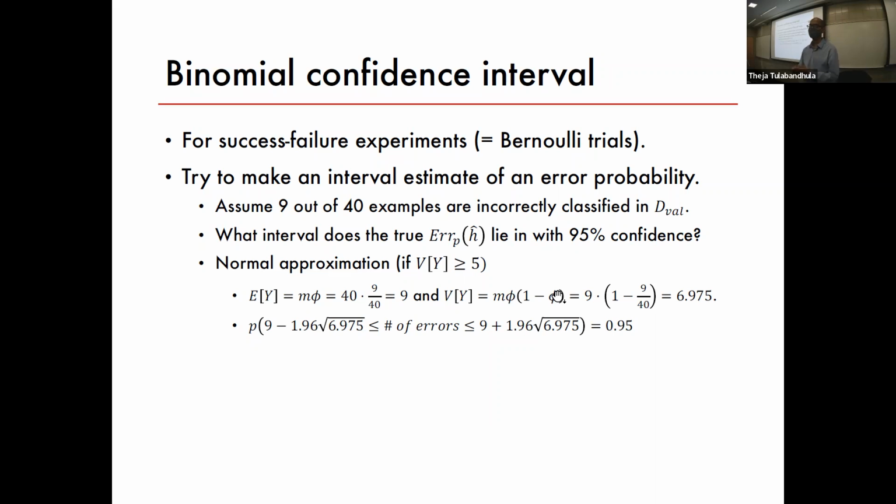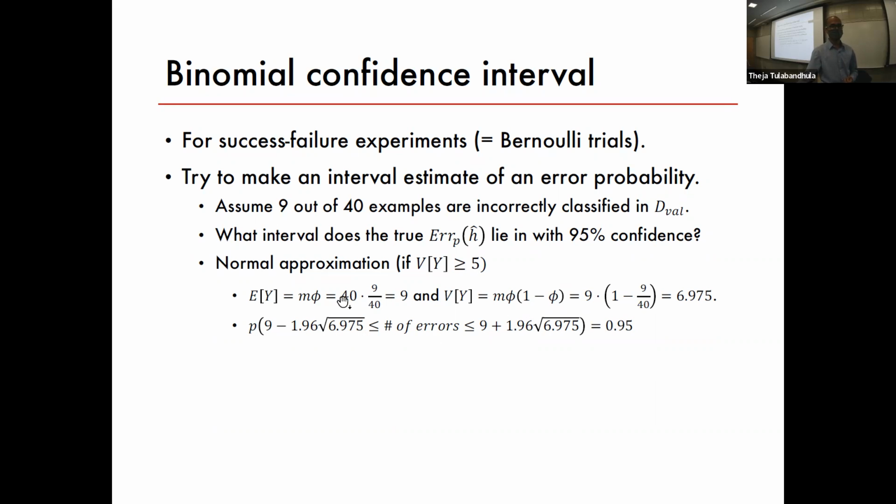You can just look up the binomial distribution Wikipedia page if you want. So m times p times 1 minus p is going to be a number like 6.9. So you have some estimated mean and estimated variance of this binomial, assuming a binomial distribution. And then we can make a normal approximation to this binomial distribution if the variance is greater than 5. Just to make it simple, we're going to make a normal assumption, which leads us to a statement like this.